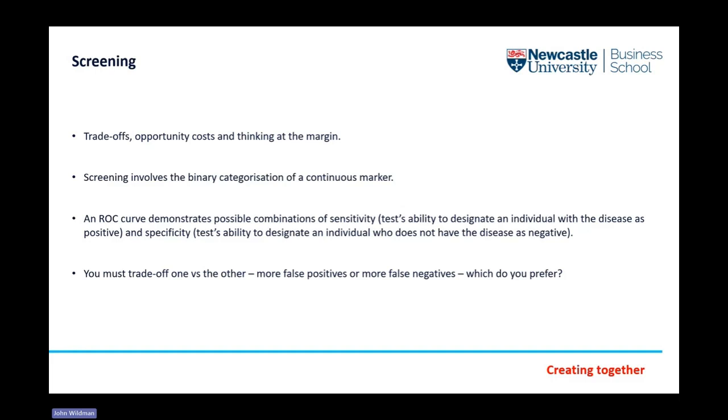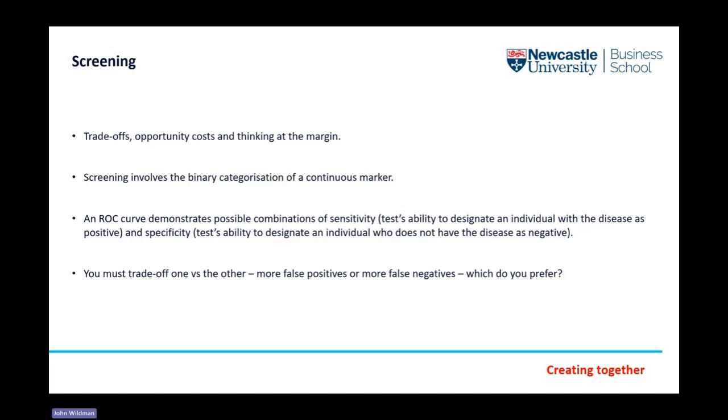For bowel cancer screening, positive would suggest the presence of cancer, negative would suggest the absence of cancer. But that is purely on the basis of this binary continuous underlying marker and whether it passes some threshold value.